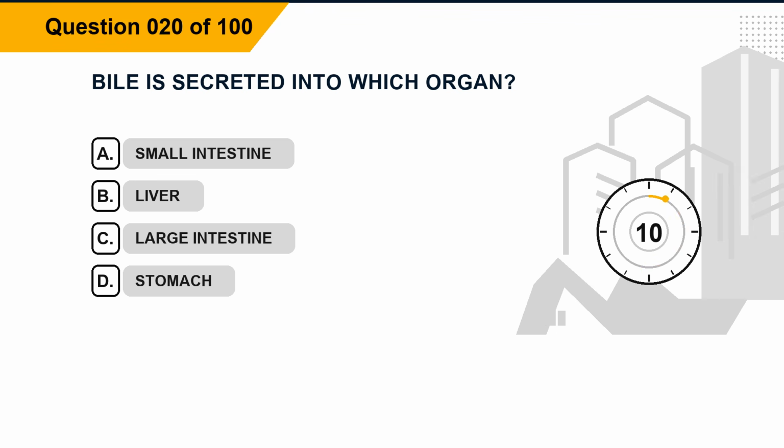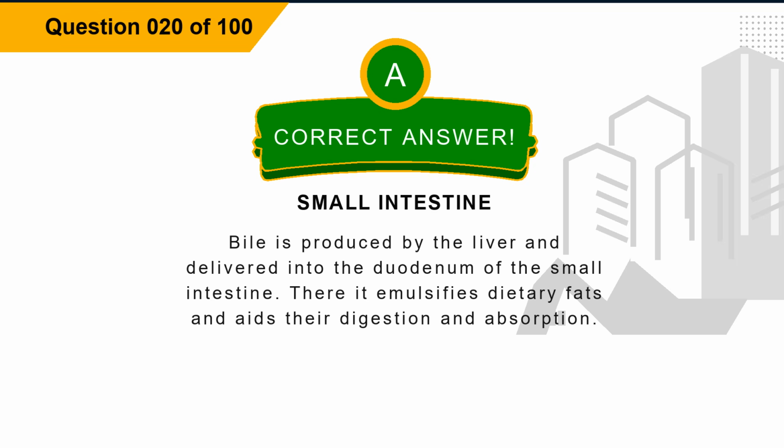Question 20. Bile is secreted into which organ? Option A, small intestine. Option B, liver. Option C, large intestine. Option D, stomach. The correct answer is option A, small intestine.